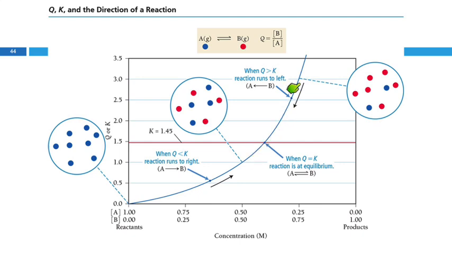If we push the reaction further to the right, if we have more products, now the concentration of products divided by the concentration of reactants is a larger number than K, and this tells us that the reaction is going to move to the left, back towards the reactants. It's going to go to equilibrium. So if Q is less than K, the reaction is going to go forward. If Q is greater than K, the reaction is going to go in the reverse direction. It's going to go to equilibrium.